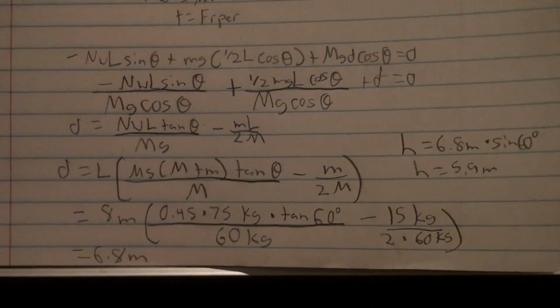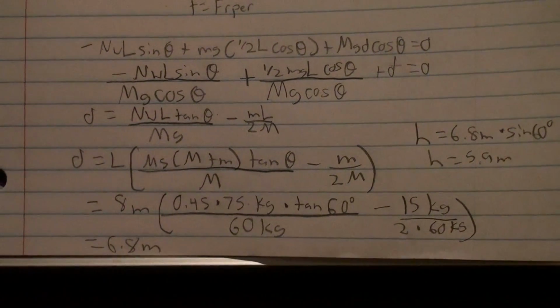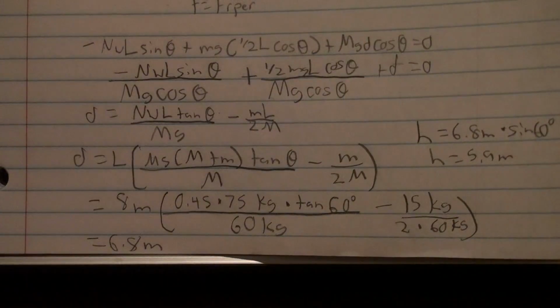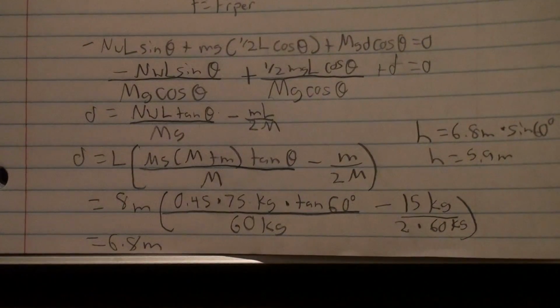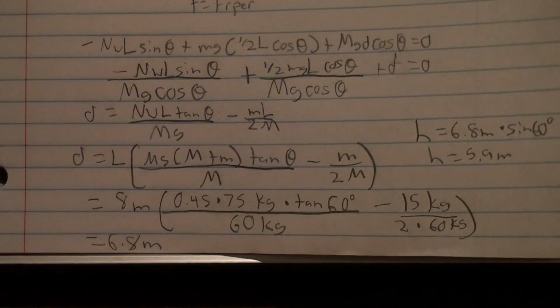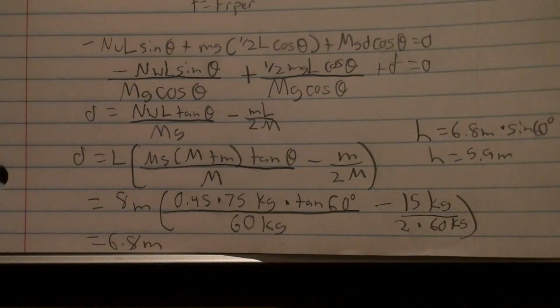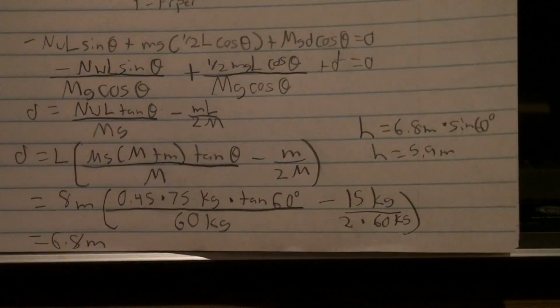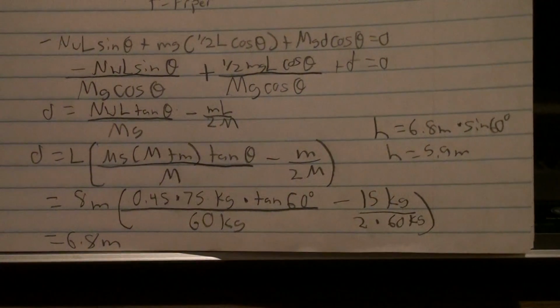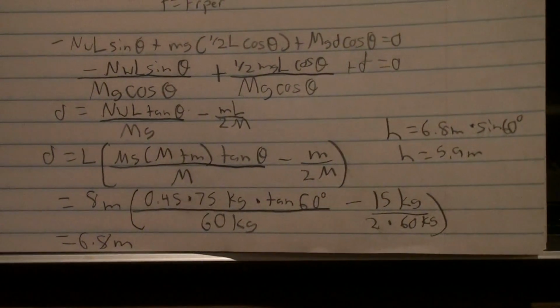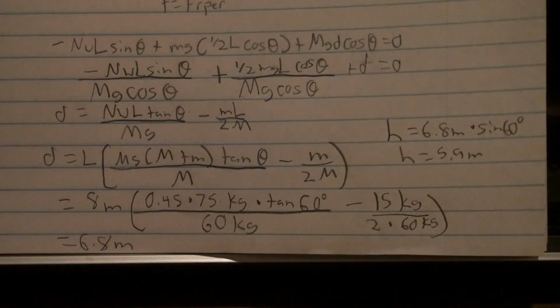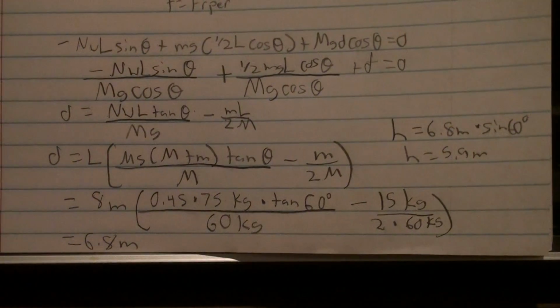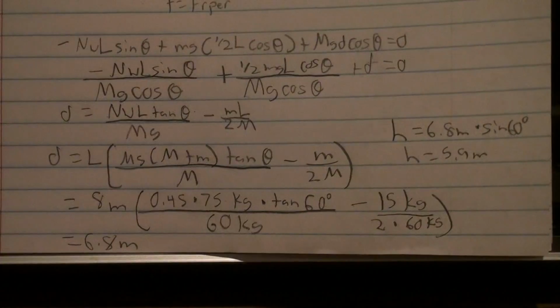After manipulating this formula and plugging all my values in, I get that he can climb up to 6.8 meters, and if he goes any further than that, the ladder will slip. But this is the distance along the ladder, and it's not the height above the ground, which I solved for here, and which is very simple compared to the rest of the problem. I get that h is equal to 6.8 meters times the sine of 60 degrees, so the height above the ground would be 5.9 meters.